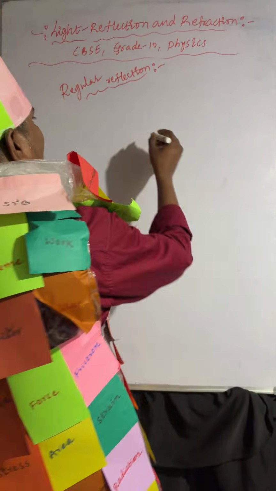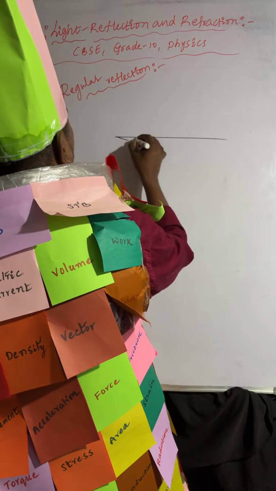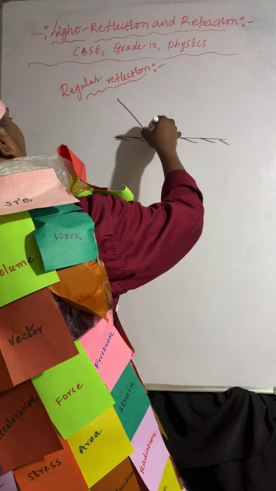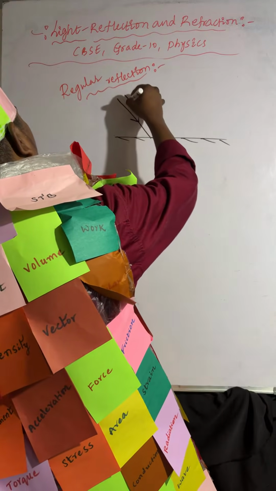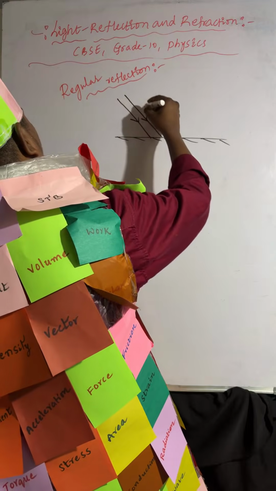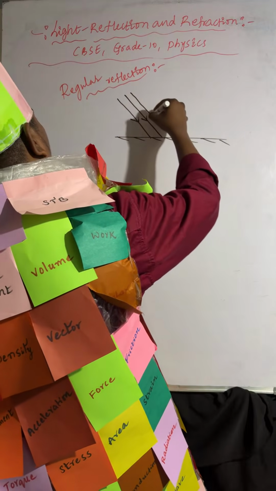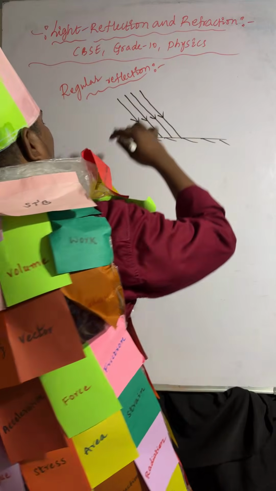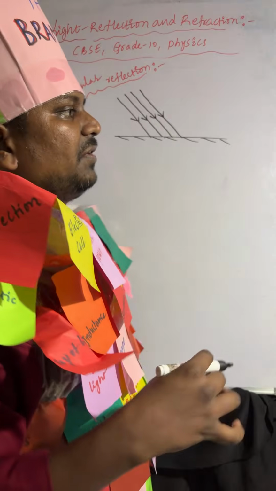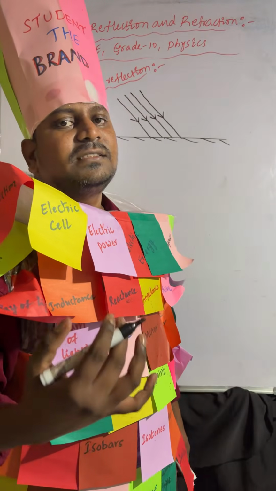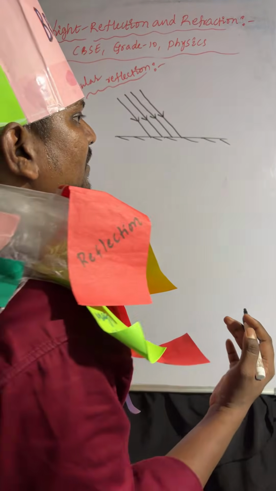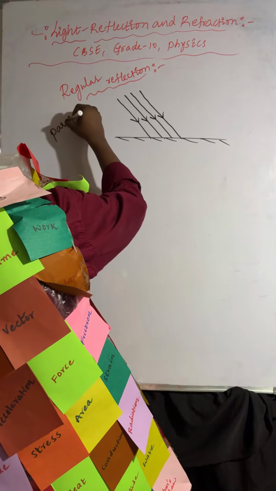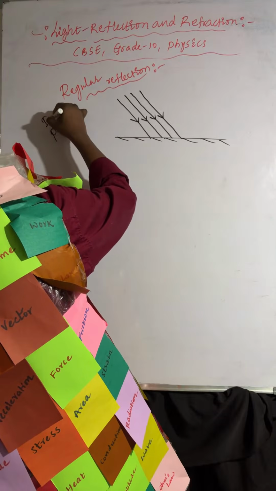Incident light rays are parallel. I'm taking the plane mirror. This is the plane mirror. These are the incident light rays, and those light rays are parallel to each other. That's why it is an incident parallel beam. If a number of light rays are parallel to each other, then we can say beam, a parallel beam.